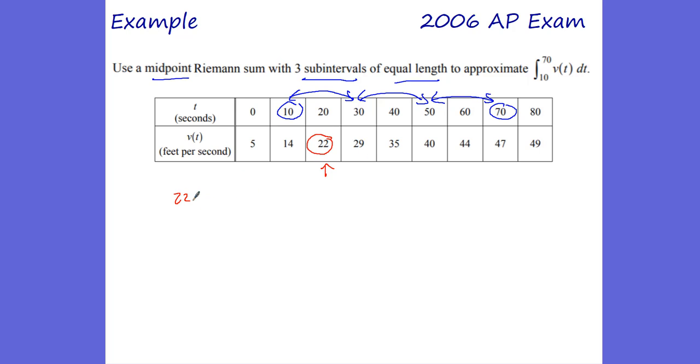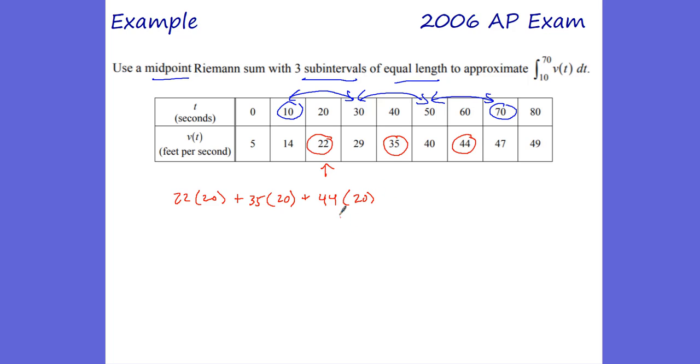That's the middle height, times the delta x, which is 20 units difference, plus the middle between 30 and 50, which is right here, that's 35. What's our delta x between 30 and 50? That is 20 units. And then what's the middle between 50 and 70? Well, that is going to be 60, which ends up giving you a height of 44. And the difference is 20.